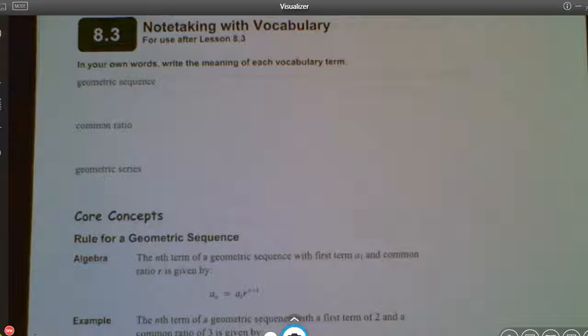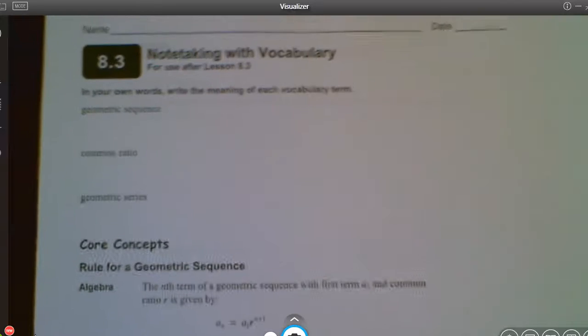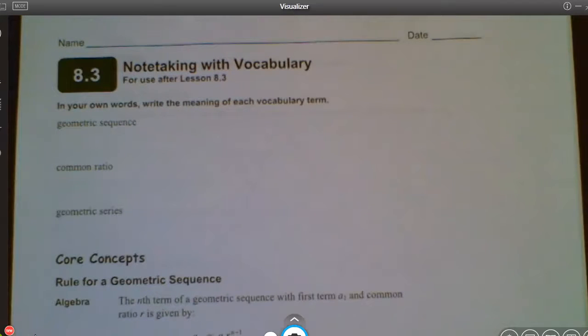All right, first part of 8.3. This is on page 228 of your journal. We are now doing geometric sequences instead of arithmetic. So a lot of the same stuff, but it's just the type of pattern changes.